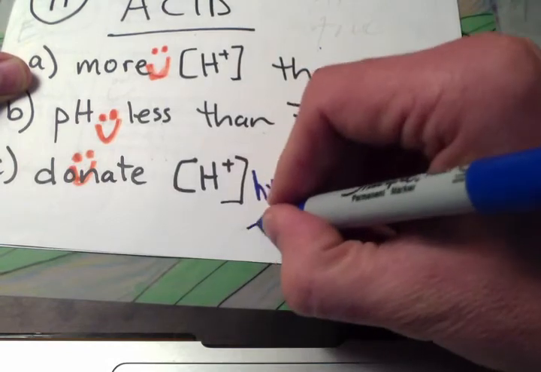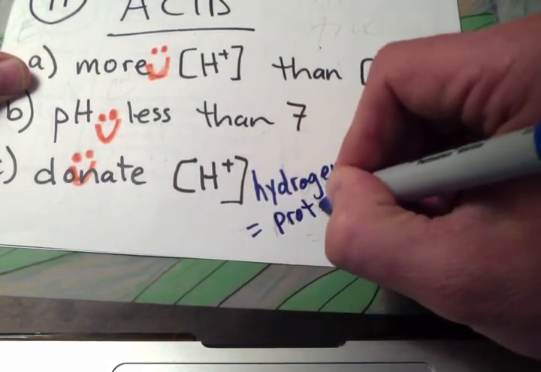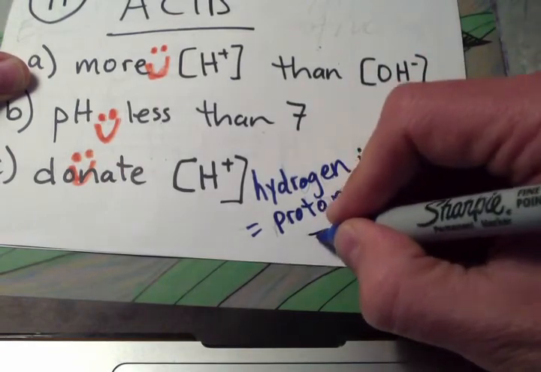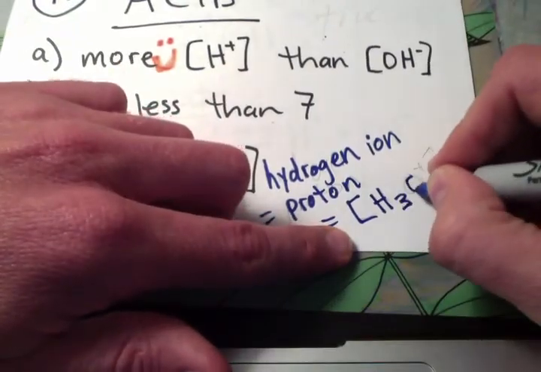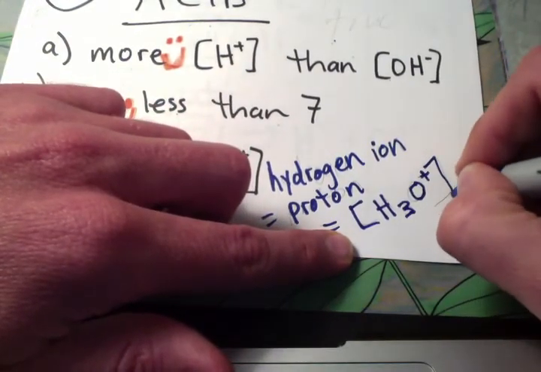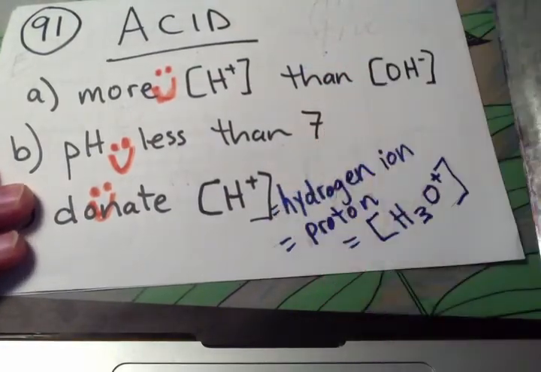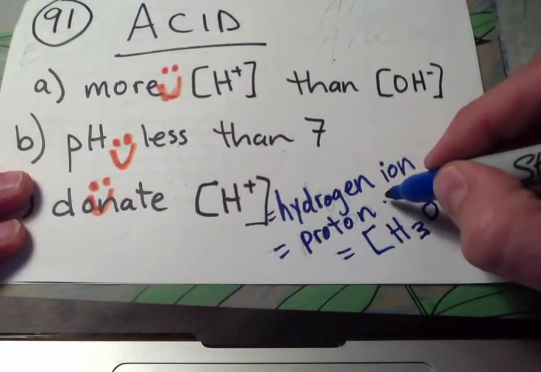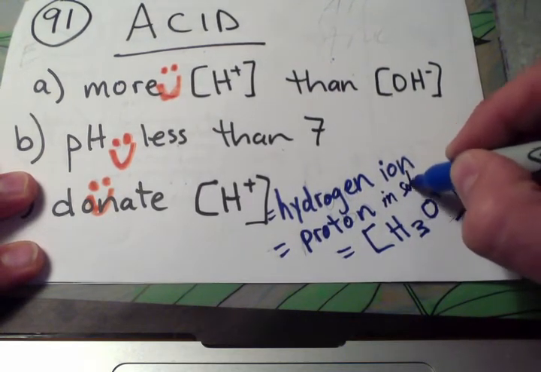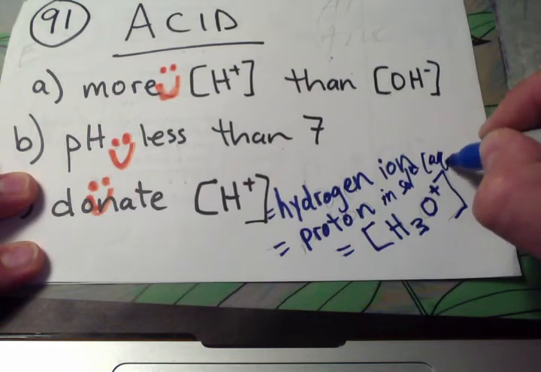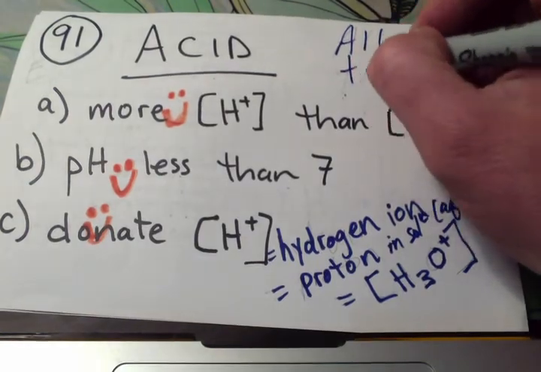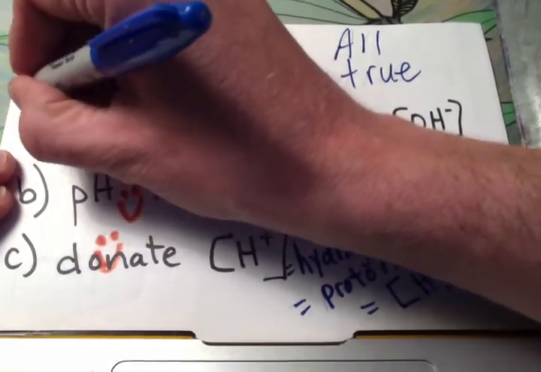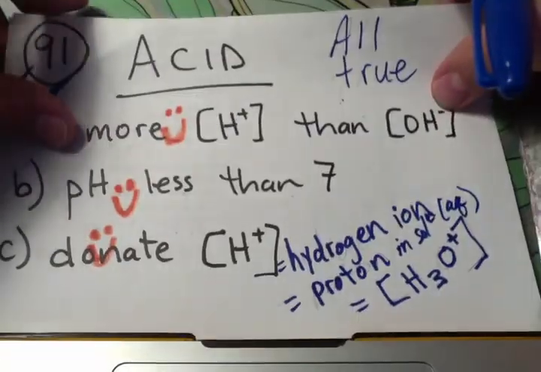H plus is a hydrogen ion. H plus is also called a proton. A hydrogen H plus ion is also called hydronium, or extra hydrogen on water. So really all three of those things are the same thing: hydrogen ions, protons in aqueous solution, H3O. That's all the same thing, but yes, all different ways to say my indicator, my cabbage juice, turns red. Blue to red, acid.